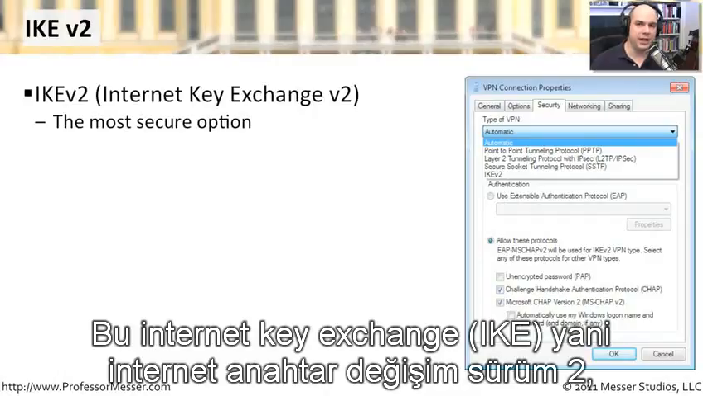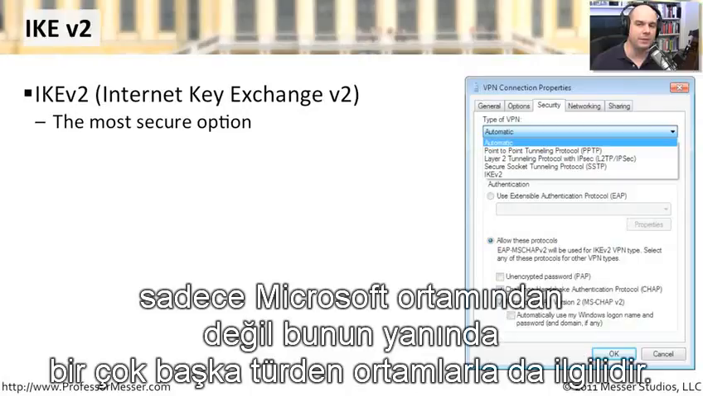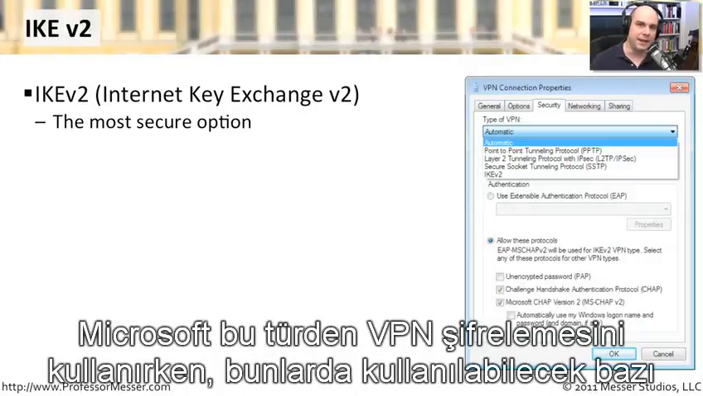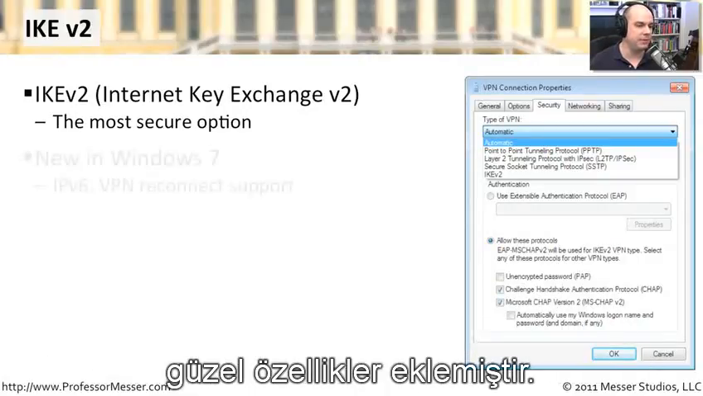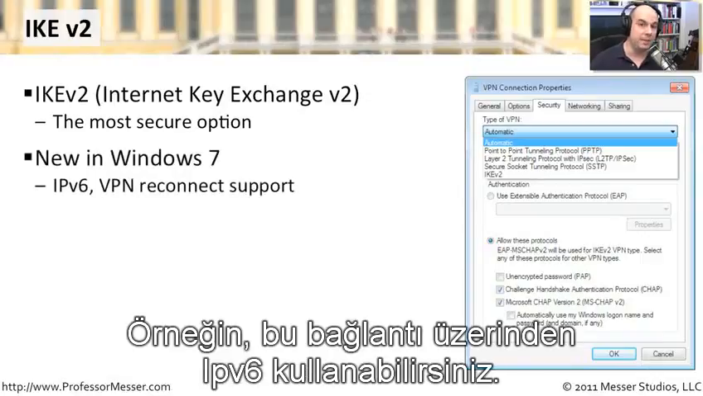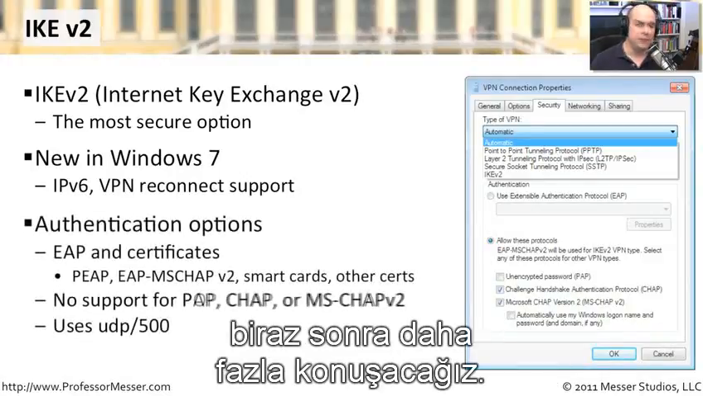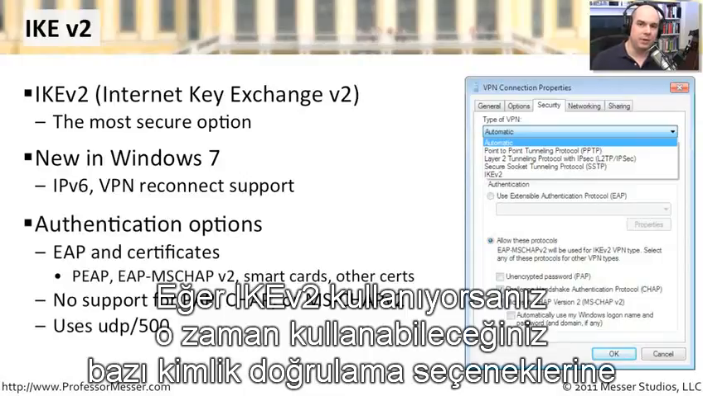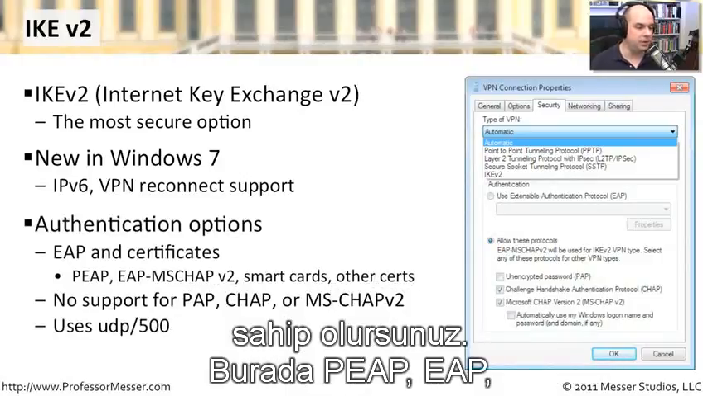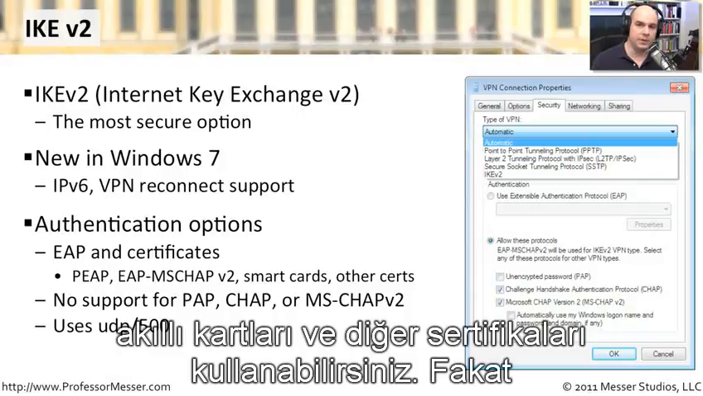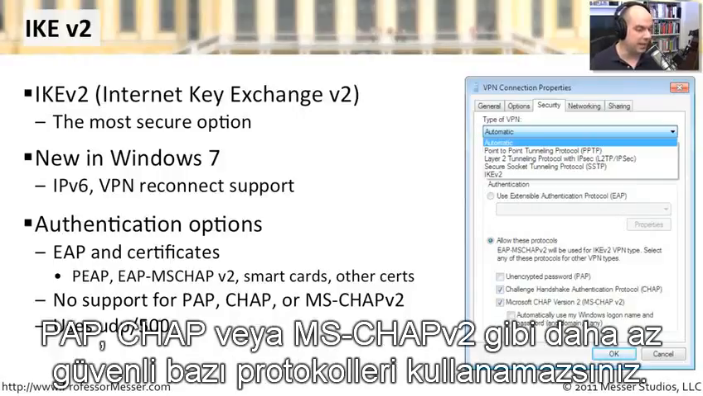This Internet Key Exchange version 2 is used not just in Microsoft environments, but many other types of environments as well. And Microsoft has added some nice capabilities when you're using this type of VPN encryption. For instance, you can use IPv6 over this connection, and you can do something called VPN reconnect. We're going to talk more about what that is in just a bit. If you're using IKE v2, then you have a number of authentication options available to you. You can use your PEAP and your EAP, your smart cards, your other certificates, but you cannot use some of those less secure protocols like PAP, CHAP, Microsoft CHAP version 2.